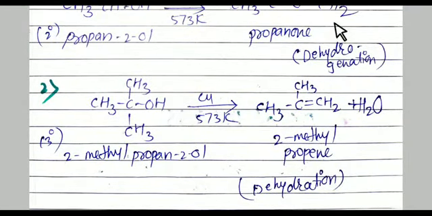See here, with the secondary alcohol the process is dehydrogenation, and with the tertiary alcohol the process is dehydration, and dehydration means removal of a water molecule. So OH is removed from here and H is removed from here, so it will form H2O, and because the valency of the carbon atom is less, the single bond will change into a double bond. So it will form 2-methyl propene.